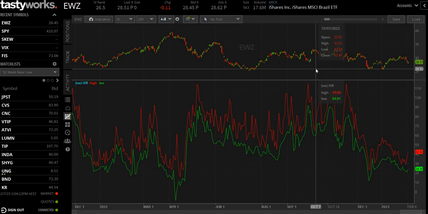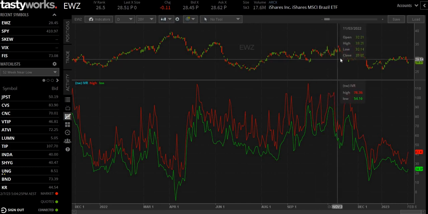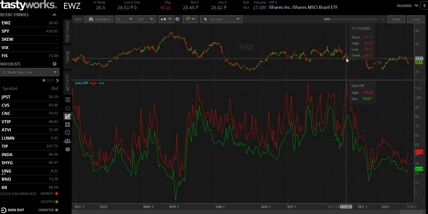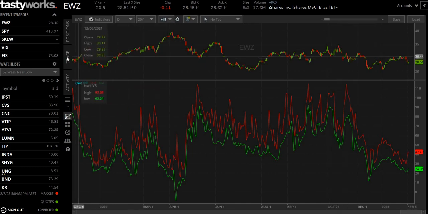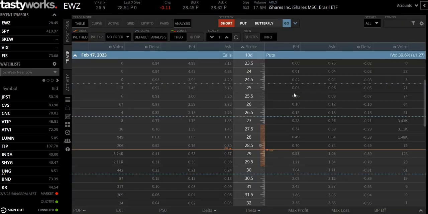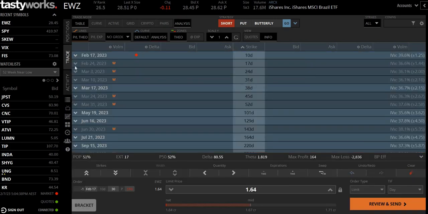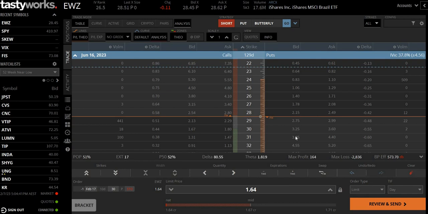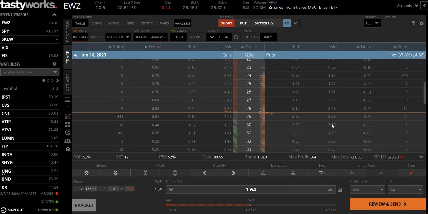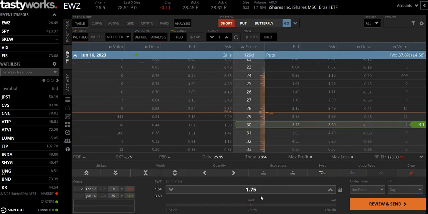But this time I wanted to do something different. I was banking on the price bouncing back to $30. So I applied a calendar spread by selling a February $30 put option and purchasing the January $30 put option. And currently the mid price is about 175. I purchased it for 183.